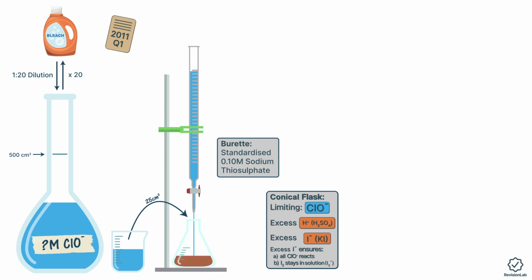We can then carry out the titration as we did in the previous mandatory experiment, where we will see the colour of iodine fade gradually as we add thiosulfate. When it is straw yellow, we will add starch, which will give us a deep blue-black colour, and this will disappear suddenly, giving us the sharp endpoint that we need. Here we see that we have an average titer of 16.1 centimeters cubed.